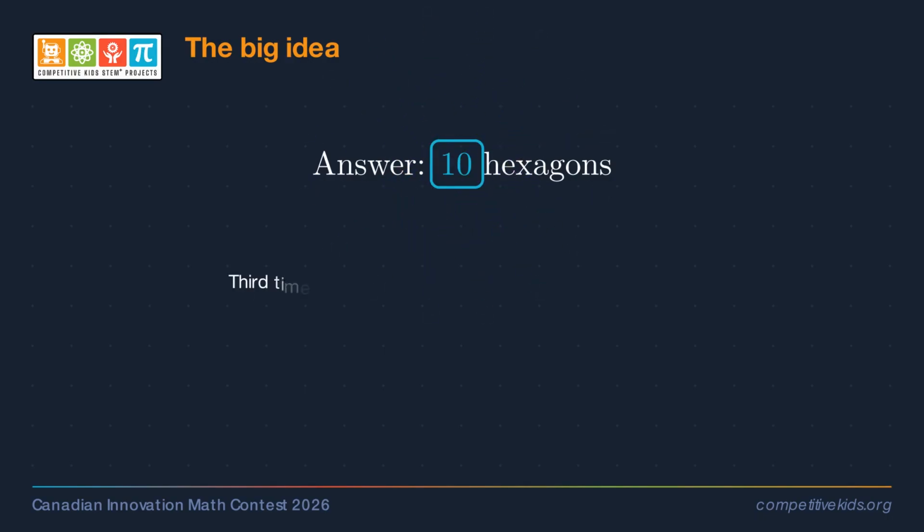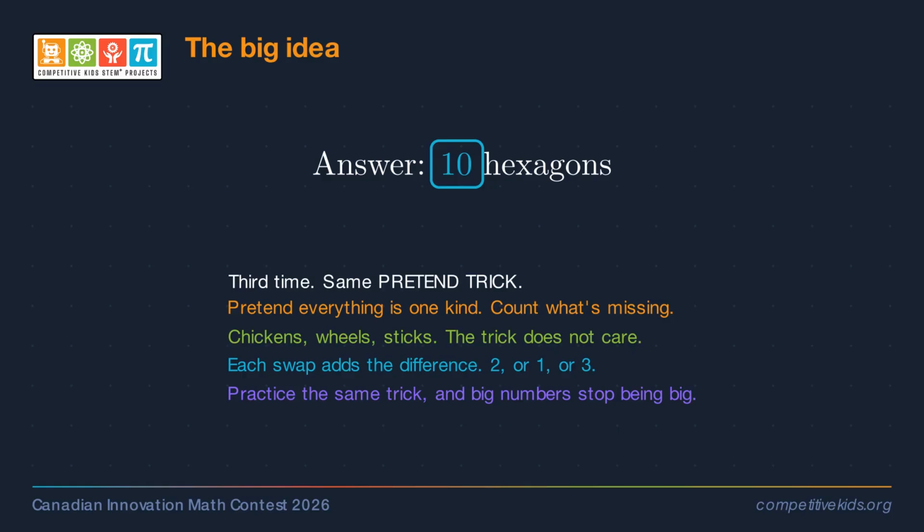Third time today. With chickens and rabbits, the gap was 2 legs. With bikes and trikes, the gap was 1 wheel. With triangles and hexagons, the gap is 3 sticks. The trick does not care what you are counting. Pretend everything is one kind. Count what is missing. Divide by the gap. That gives the number to swap.